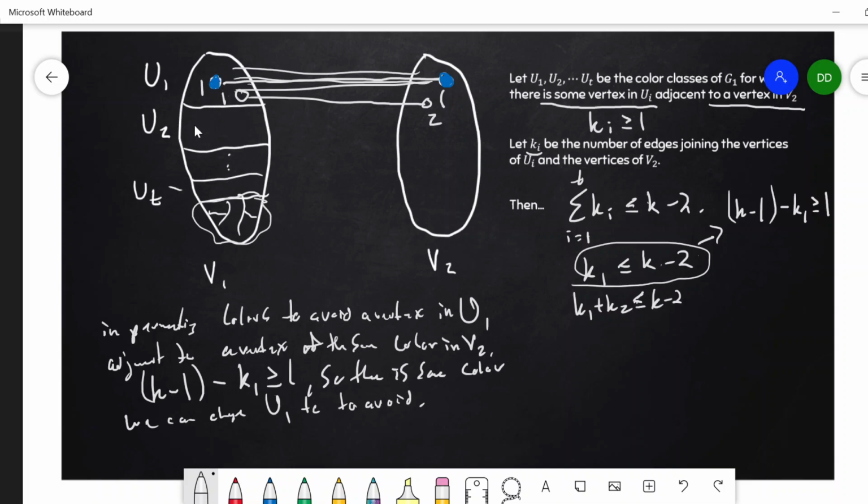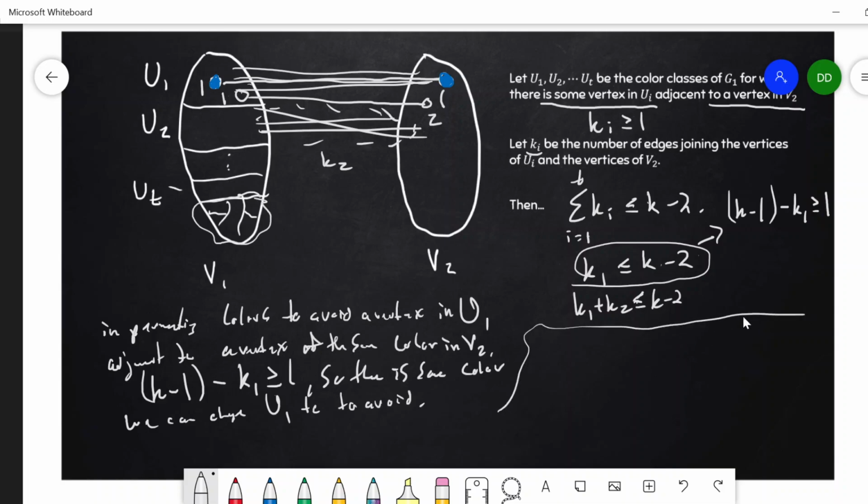Now things are a little bit different for U2. I want to permute the colors. We have at most k minus 2 edges coming here. We still have this property that k minus 1 minus K2 is at least 1. So there's at least one color available we can switch it to. However, we need to be a little bit careful. In permuting the colors for U2, we don't want to change the color for U1. So that is, there's another color that we have to avoid here.